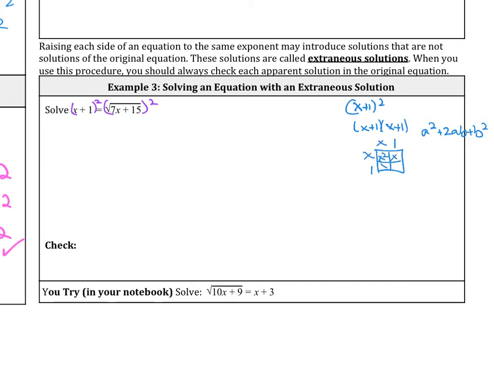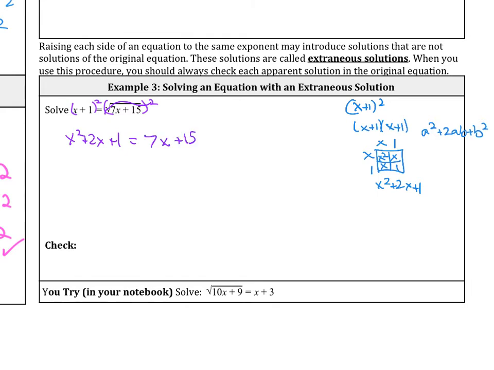So it's x squared, x, and 1. So this is x squared plus 2x plus 1. And then what's nice on this side, that square takes care of that square root, so 7x plus 15.